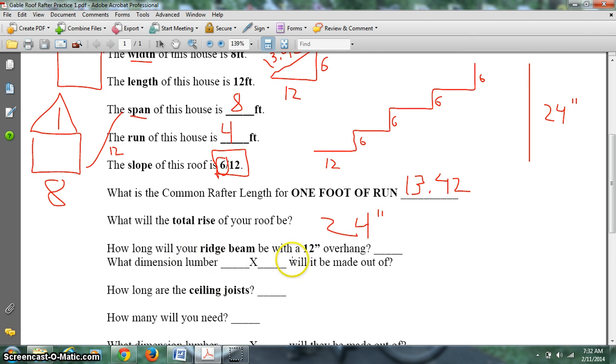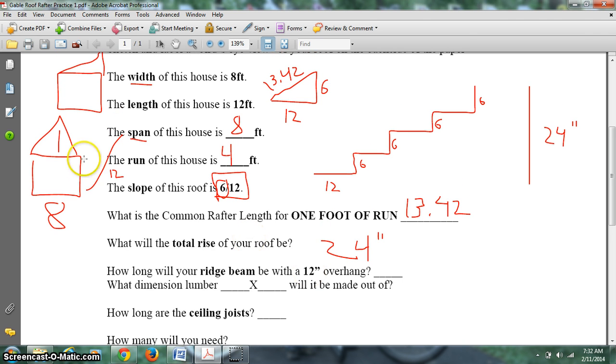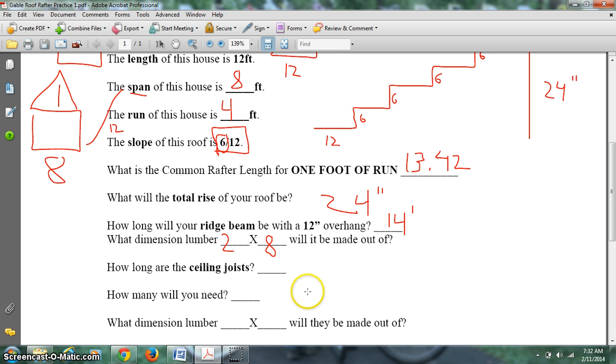Alright, how long will your ridge beam be with a 12-inch overhang? We know our house is 12 feet long. If we have a 12-inch overhang on the front and the back, that's going to give us a 14-foot ridge beam. For our class, these are always made out of 2x8s. Always. How long are ceiling joists? Well, they span right across the width of the house. So our ceiling joist in this case is going to be 8 feet.